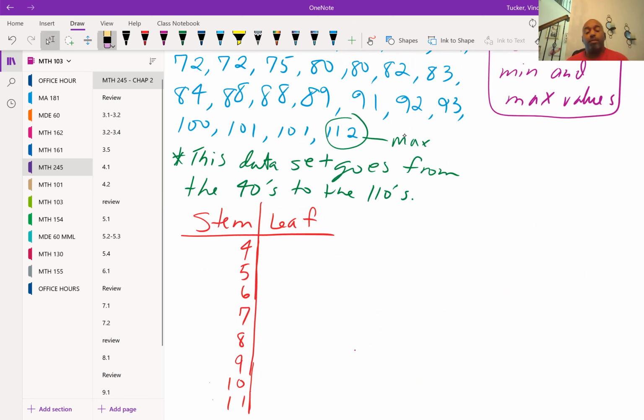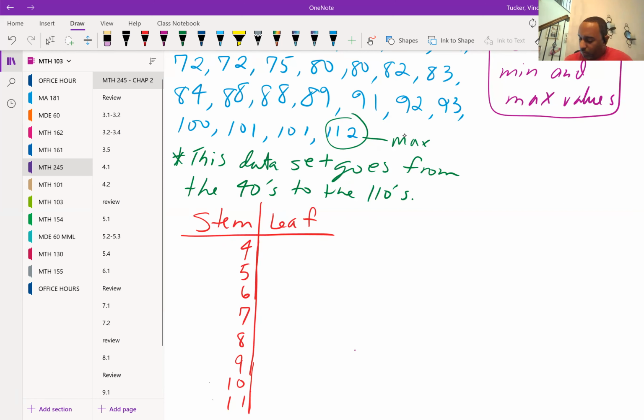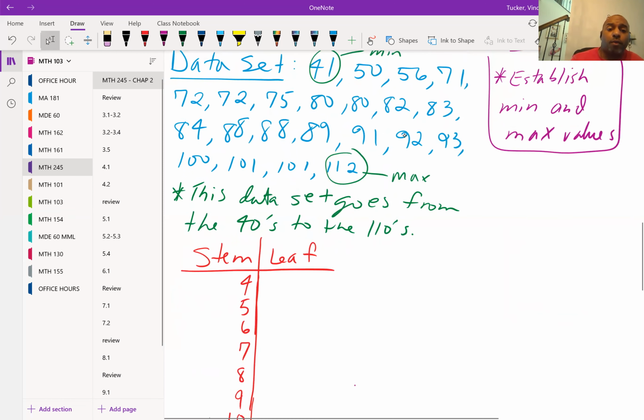So we set up our stem leaf plot this way. Notice we go from the 40s to the 110s. So that's why our stems are set up this way. All right, so then from there, we go ahead and write down each leaf that represents each data value that we see. So we have 41, so I'll put a 1 right here beside the 4.